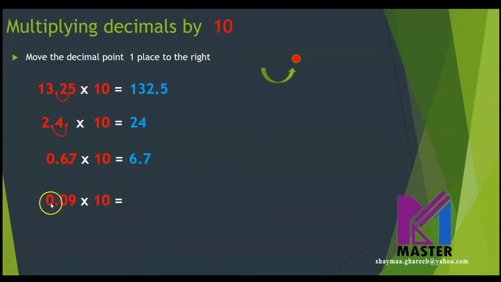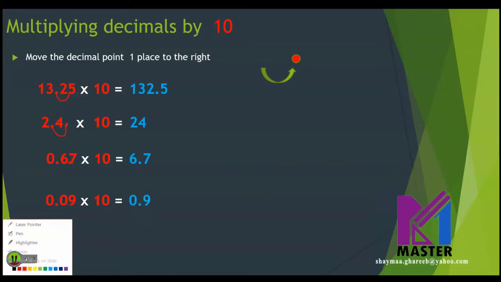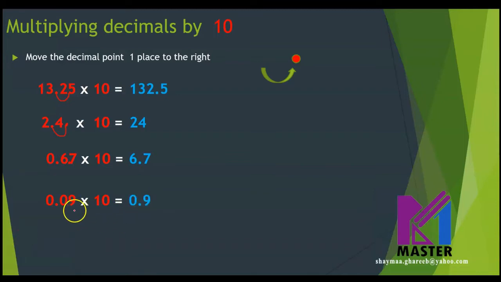In this example, I have 0.09 times 10. So we are going to move the decimal point one place to the right. So it will be here between this 0 and the 9. So the answer will be 0.9. Is this clear? So as you can see, the 9 was in the hundredths place. It became in the tenths place, which is one place bigger.